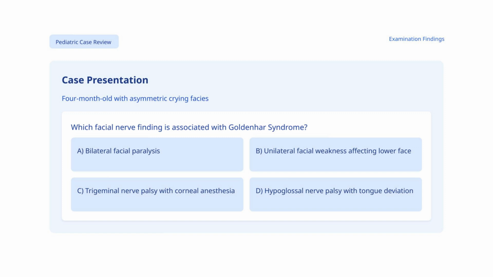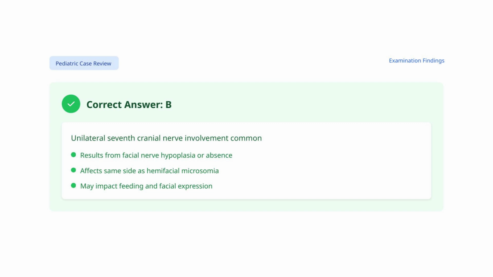A 4-month-old infant presents with asymmetric crying facies. The question asks, which facial nerve finding is associated with Goldenhar syndrome? Option A, bilateral facial paralysis. Option B, unilateral facial weakness affecting lower face. Option C, trigeminal nerve palsy with corneal anesthesia. Option D, hypoglossal nerve palsy with tongue deviation. The correct answer is B.